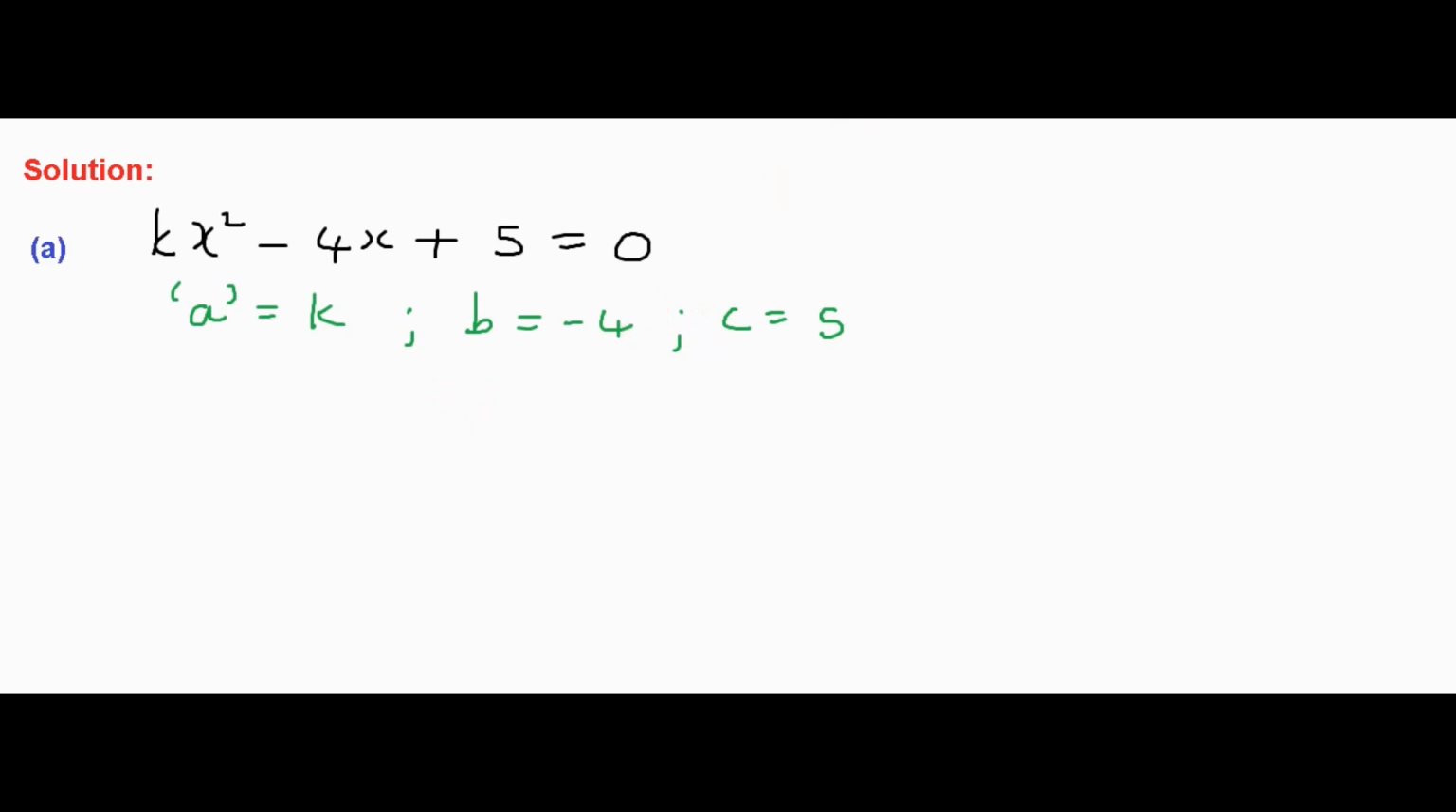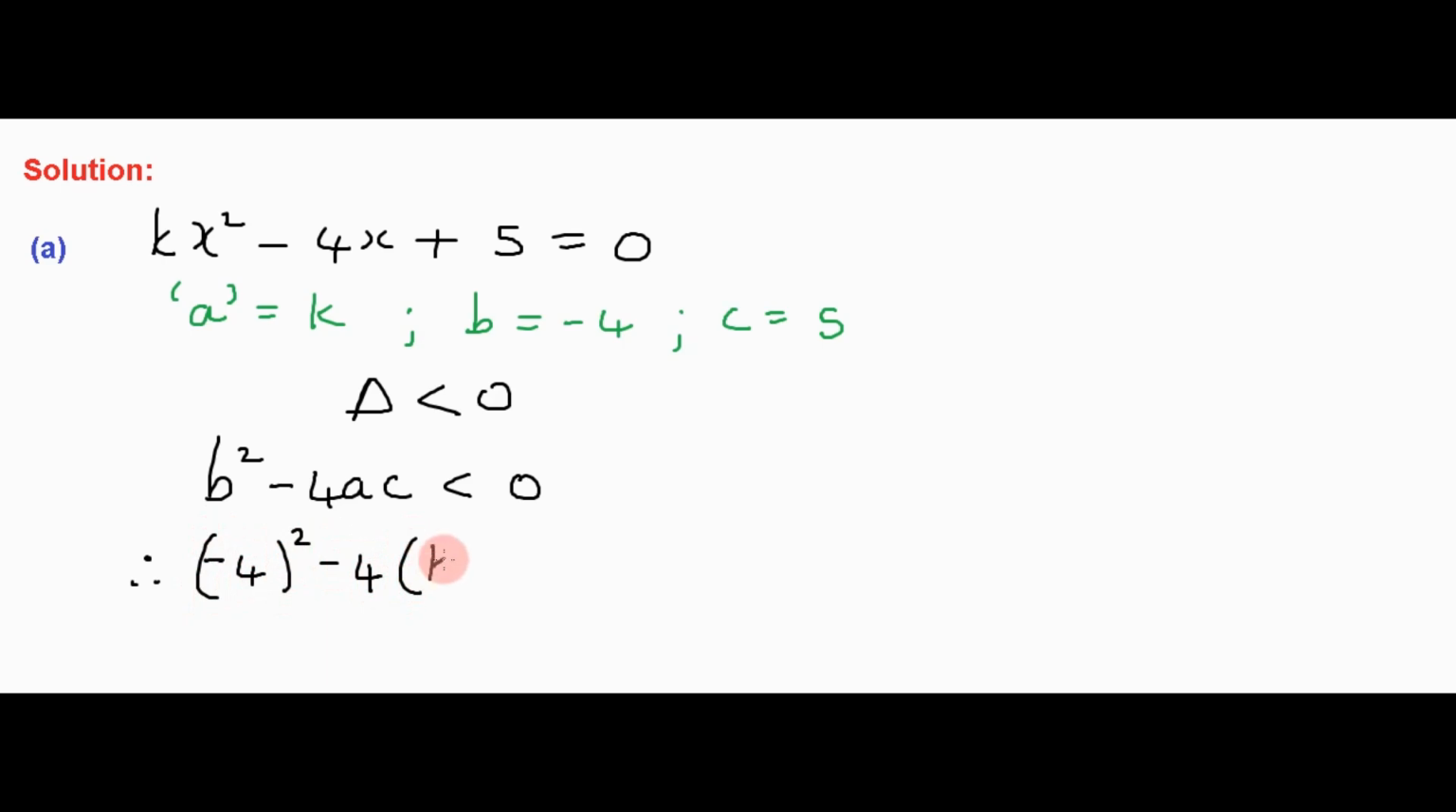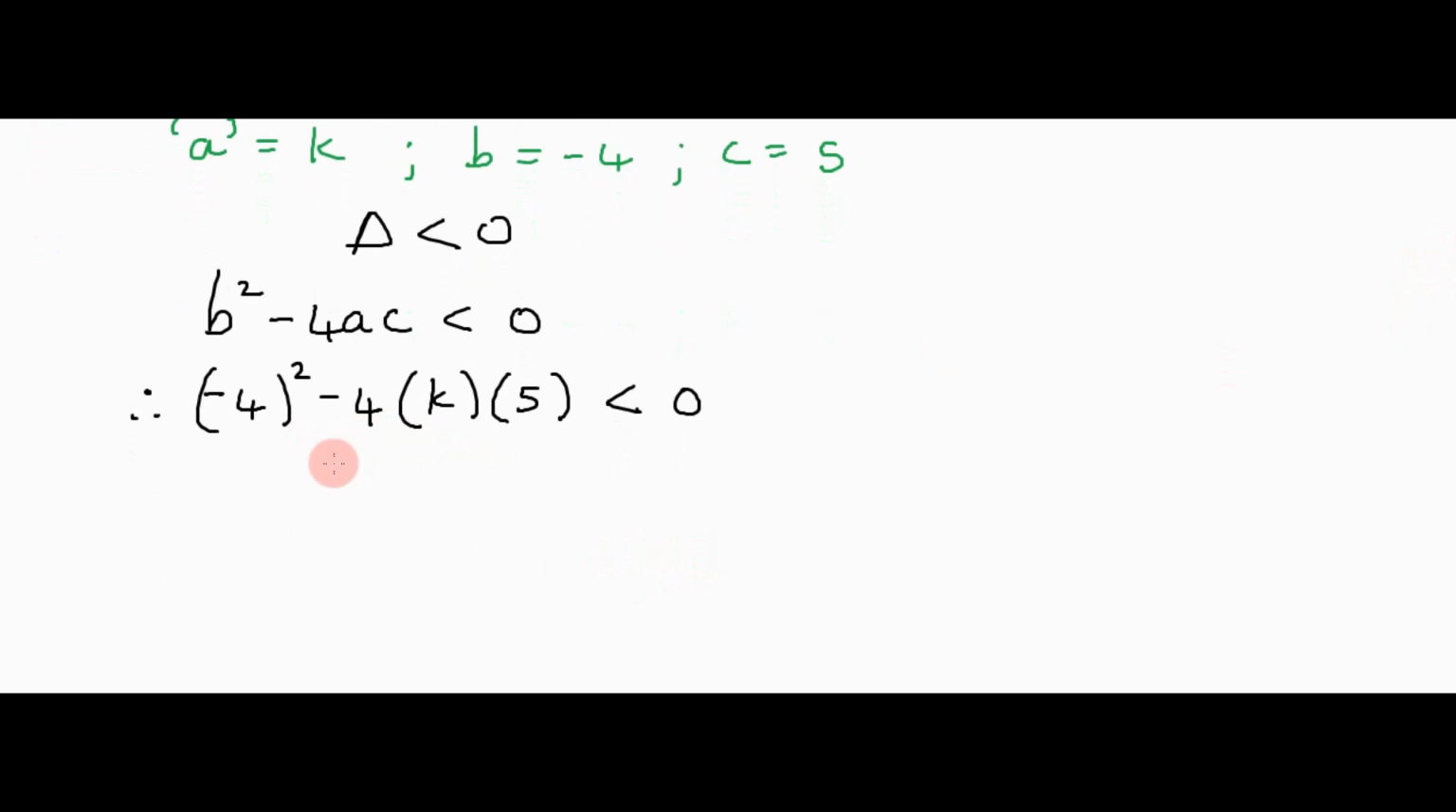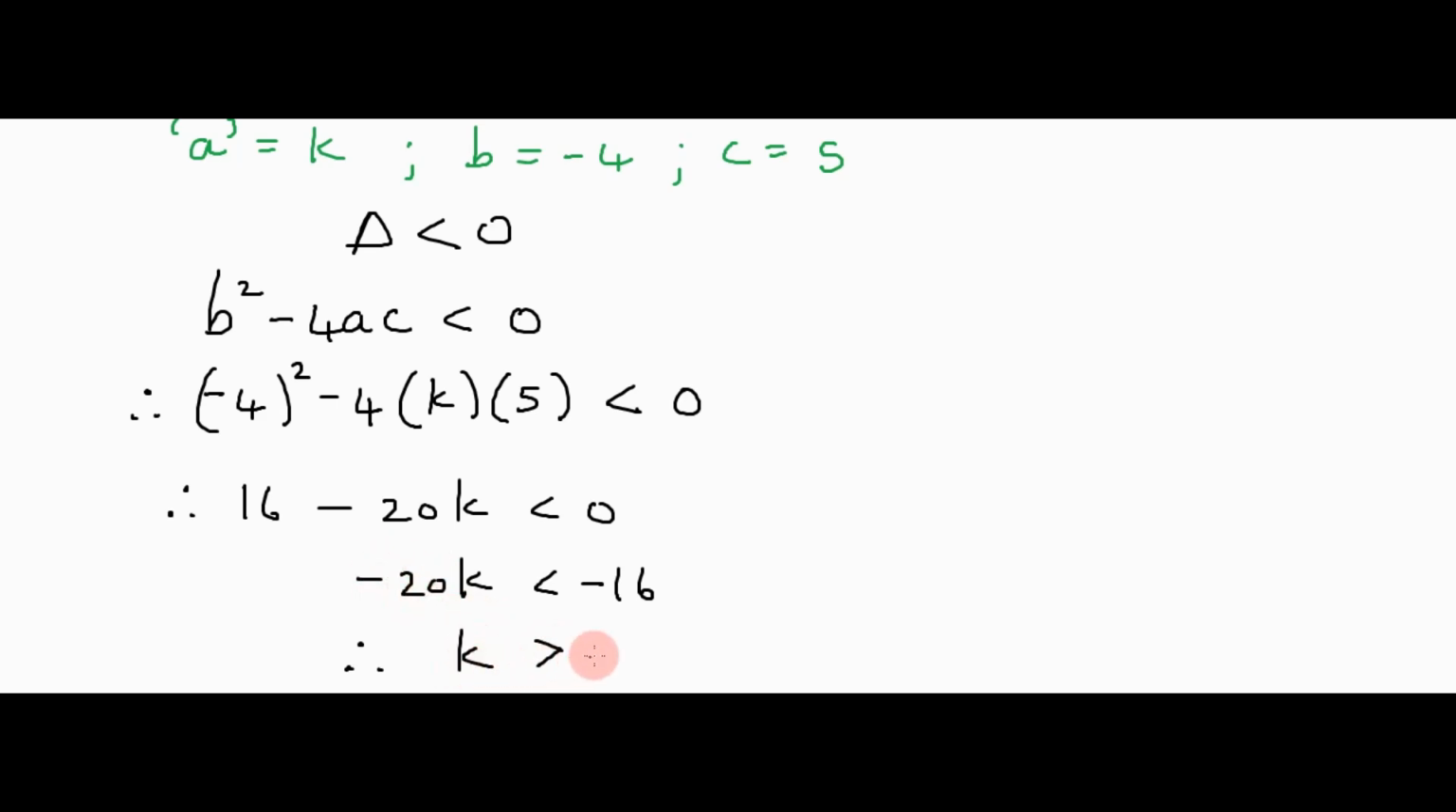We know that for non-real roots, delta is going to be less than 0. In other words, b squared minus 4ac must be less than 0. We can plug in, so b squared will be (negative 4) squared minus 4a times c, and this must be less than 0. Now we can simplify and solve for k. So 16 minus 20k will be less than 0. Minus 20k is going to be less than negative 16. And we divide by the negative 20 into the right-hand side. Now, because we're dividing by a negative, the inequality will switch around. So we have negative 16 over negative 20.